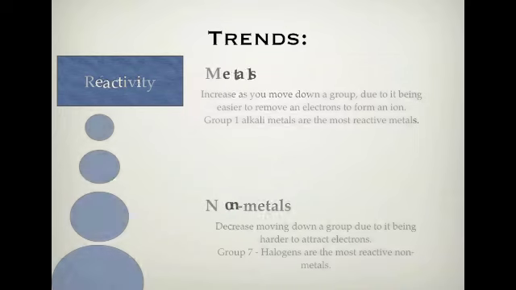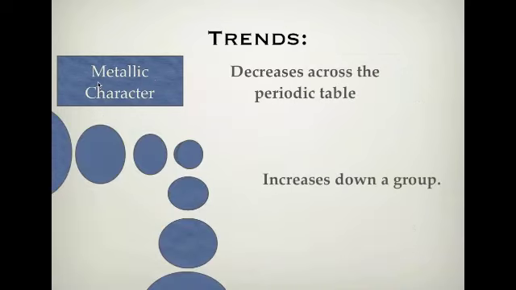Moving on, our last little thing I think we want to look at is the metallic character, and I don't really need to say a lot on this, but you can imagine as you move across the period, it decreases due to metals wanting to lose electrons, and as you go down a group, it increases because metals want to lose electrons. It's easier to lose electrons as you're going down.